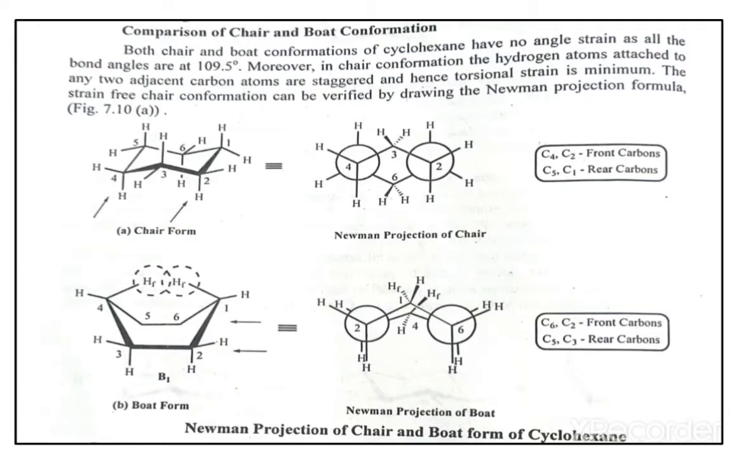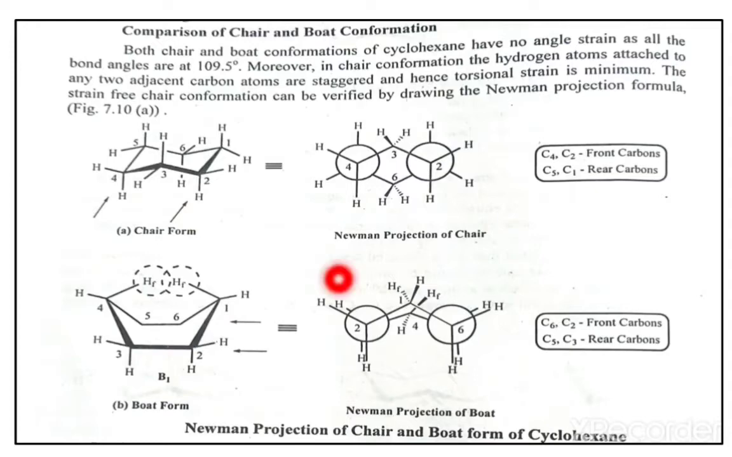That means in both chair and boat form, there is no angle strain. Now, in chair conformation, the hydrogen atoms attached to any two adjacent carbon atoms are staggered, and hence the torsional strain is minimum, making it a strain-free chair conformation. This can be verified by drawing the Newman projection formula.